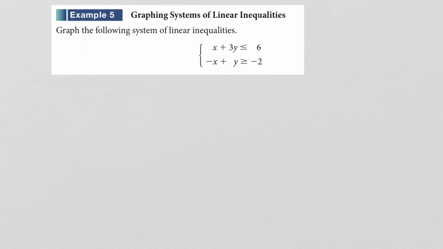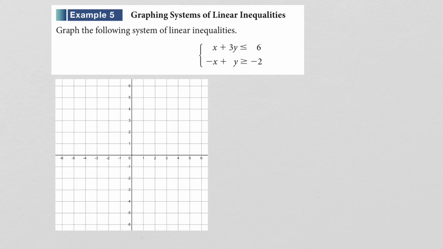Now, when graphing a solution to a system of linear inequalities, what we need to do is graph the solution to each one of these, and then we're looking for the points that they have in common. So first, let's graph the line. The first line we have is x plus 3y is equal to 6.